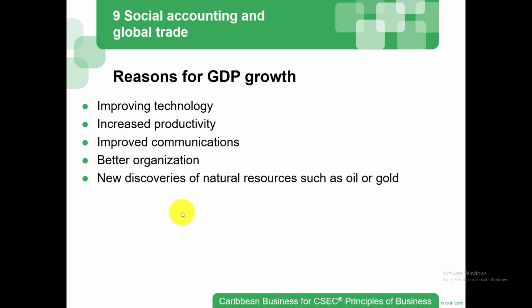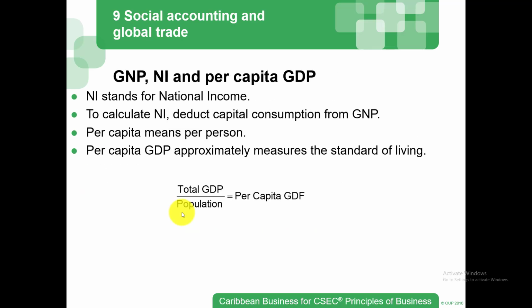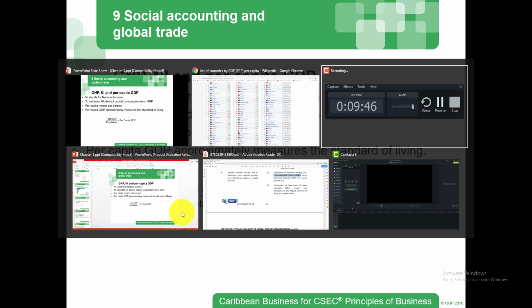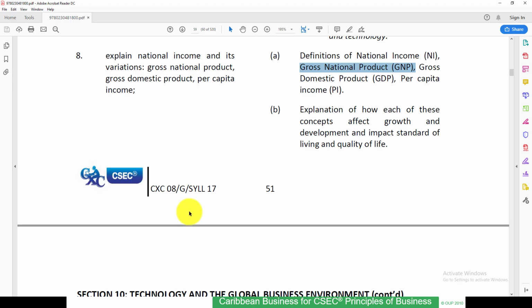So, let's see if we can tick off some of the points on the syllabus and enhance all of this further. So let's go. We looked at GDP, which is gross domestic product. We looked at GNP, gross national product. We looked at per capita income, and we also looked at national income. Okay, so let me just give you the definitions quickly one more time.